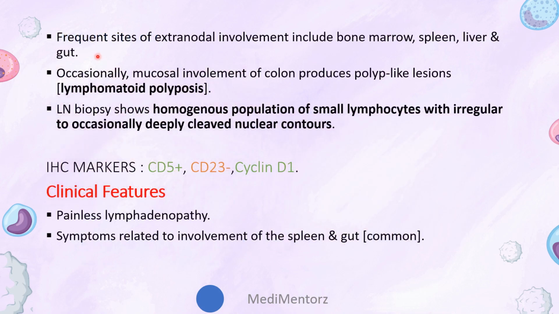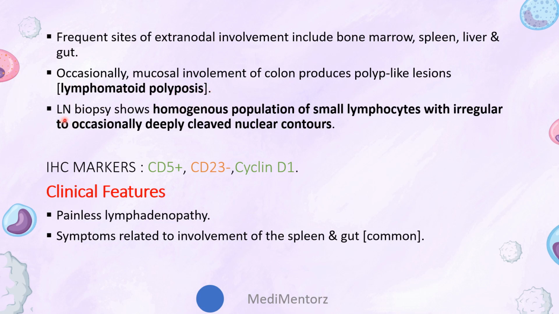Okay, so here you can see the extranodal involvement is quite common. In follicular lymphoma it is uncommon, but here extranodal involvement is quite common, which includes bone marrow, spleen, liver, and gut. Okay, and the important thing you should remember is sometimes in the colon you can see some polyp-like lesions. So that's what they call lymphomatoid polyposis. You should remember the name lymphomatoid polyposis, which is present in the colon.